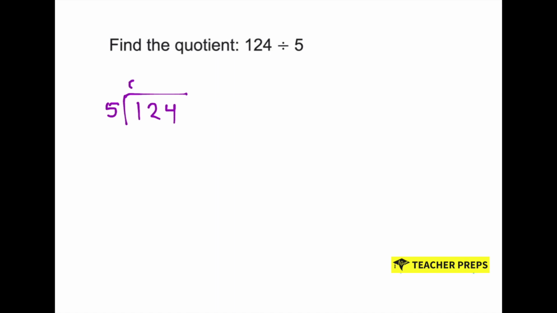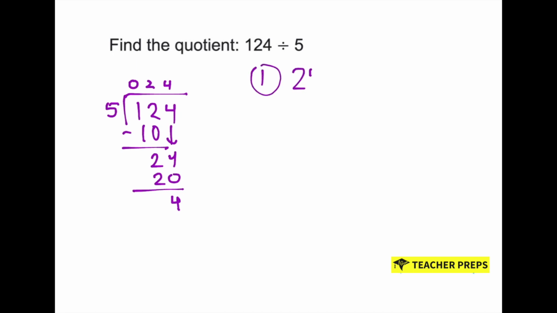5 does not go into 1, but 5 goes into 12 2 times, which is 10. We can subtract to get 2 left over and bring down the 4. 5 goes into 24 4 times, which is 20. We have 4 left over. The first option is to say we have 24 remainder 4.